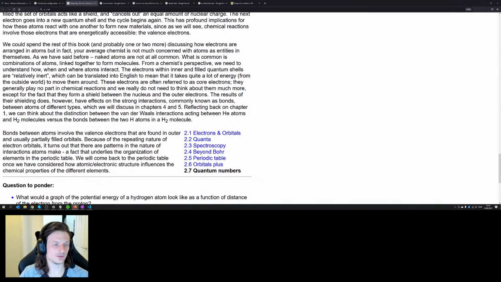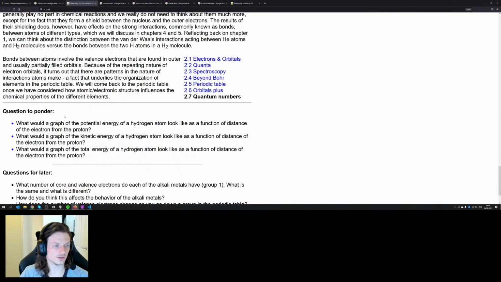Bonds between atoms involve the valence electrons that are found in outer and usually partially filled orbitals. Because of the repeating nature of electron orbitals, it turns out that there are patterns in the nature of interactions atoms make, a fact that underlies the organization of elements in the periodic table. We will come back to the periodic table once we have considered how atomic electronic structure influences the chemical properties of the different elements.